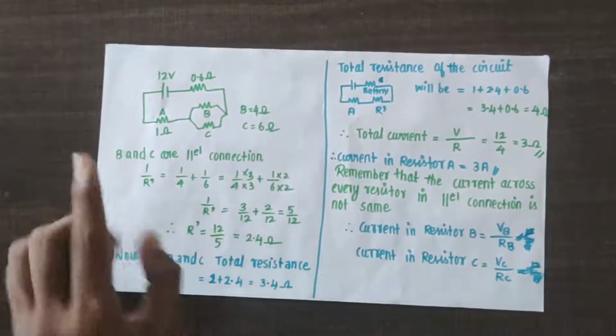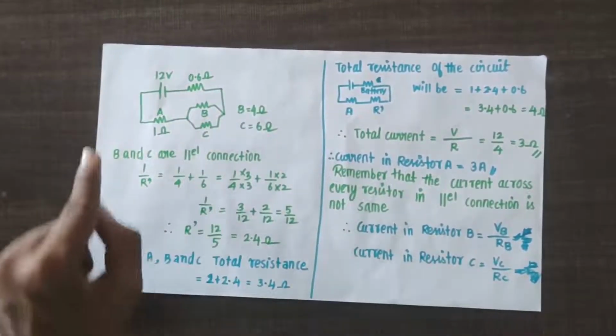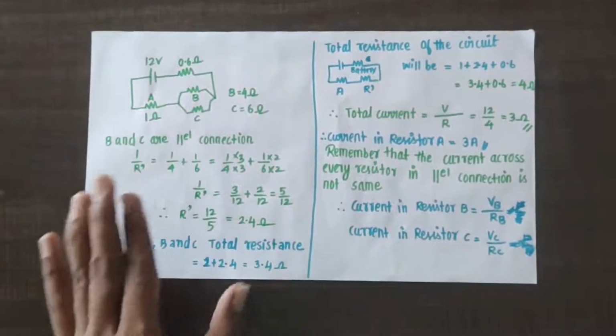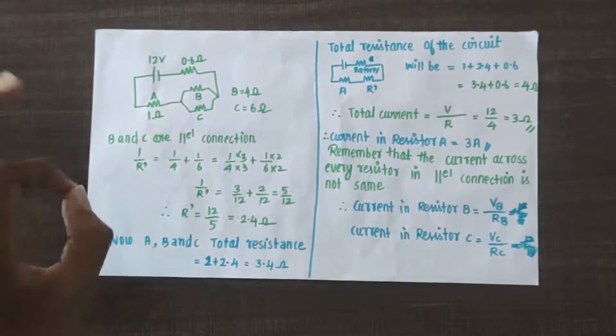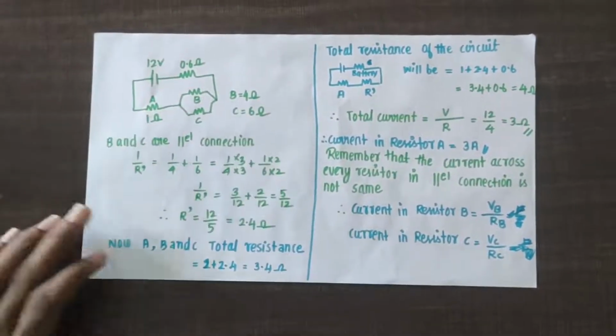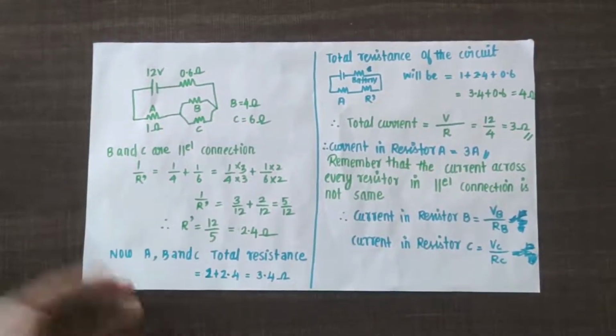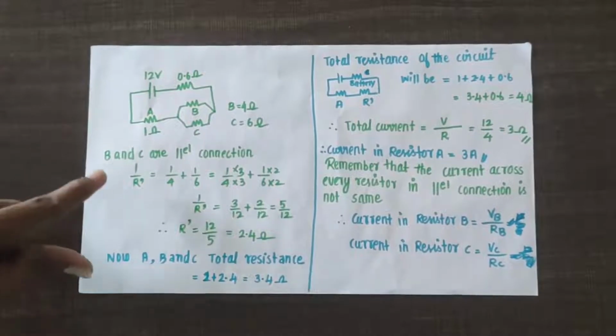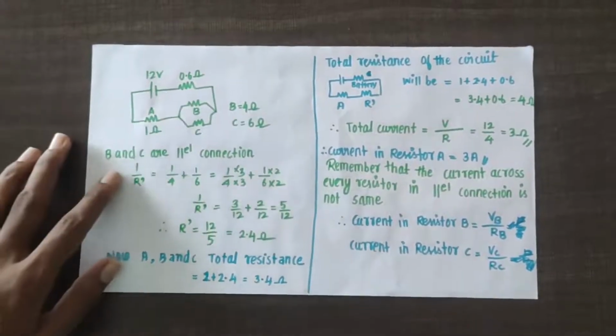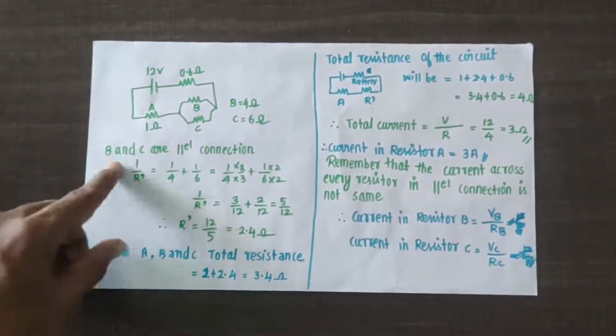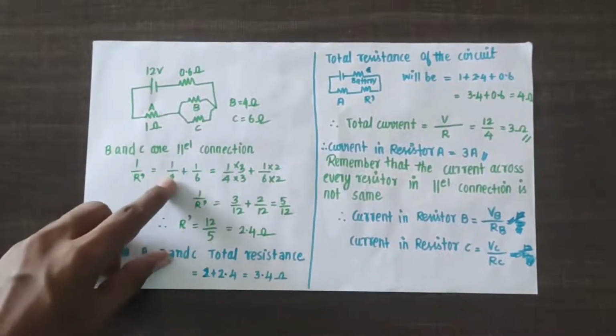Now what they ask us to find is the current that is flowing in each of the three resistors A, B and C. First, look at B and C: there is a parallel condition. So I am going to use the parallel rule. What is the parallel rule? You just have to find the resistance. For B and C, the total resistance R dash: 1 by R dash will be equal to 1 by 4 plus 1 by 6.